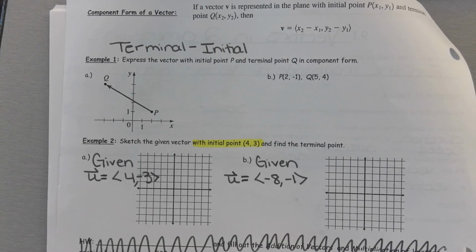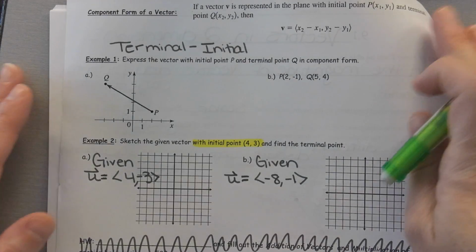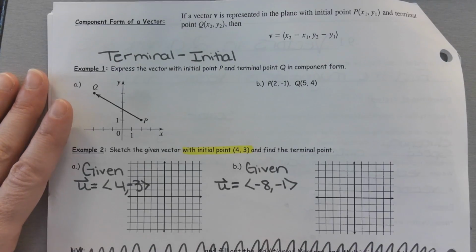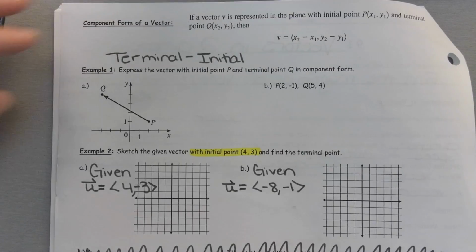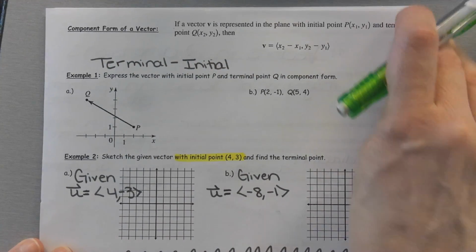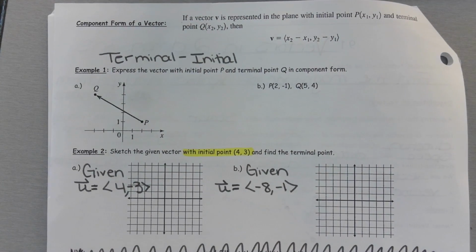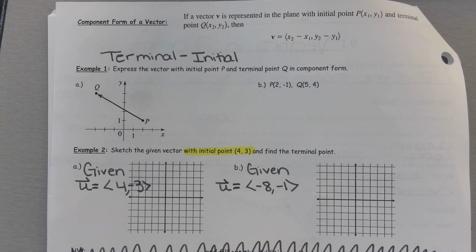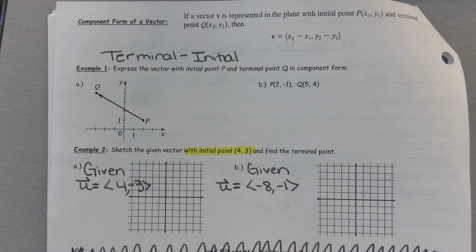So you can start adding what I've got here. To find a vector v, and we want to find it represented in the plane with the initial and terminal point, the vector v is going to be written, you're going to take your x2 minus x1, comma y2 minus y1. So you're taking your terminal x value minus your initial x value, and that'll go here. You're taking your terminal y value minus your initial y value, and that'll go here. So we're going to do some examples to look at this.